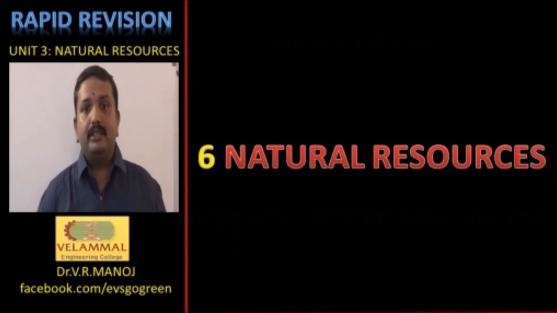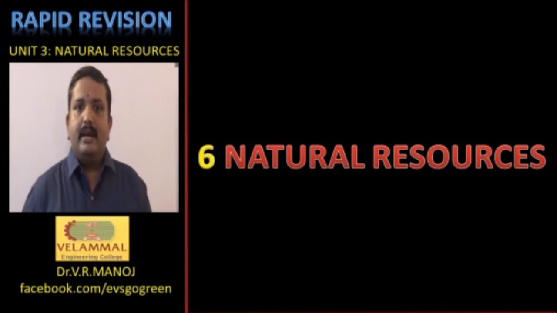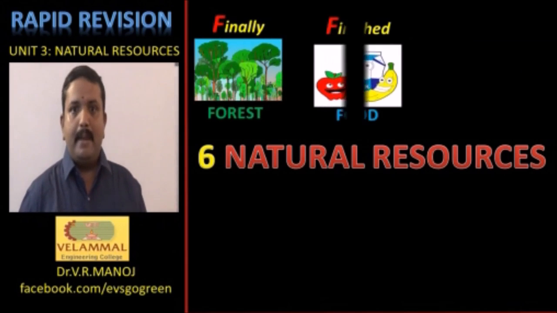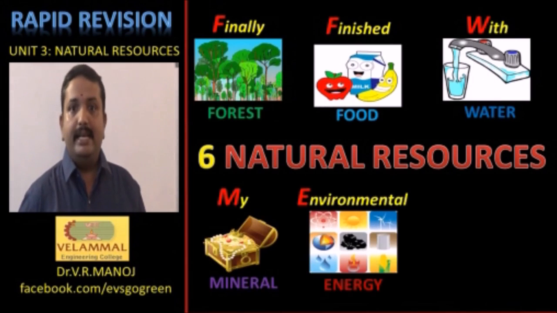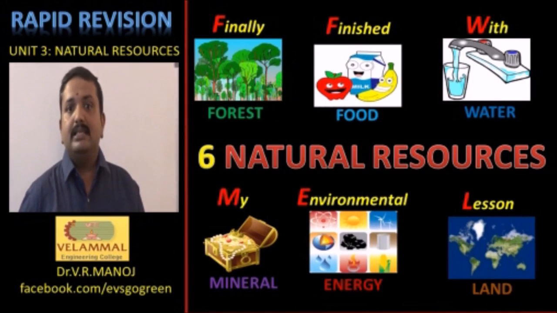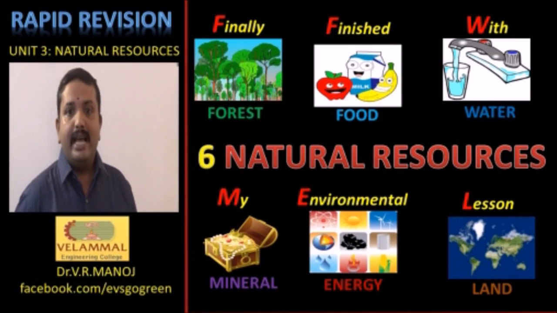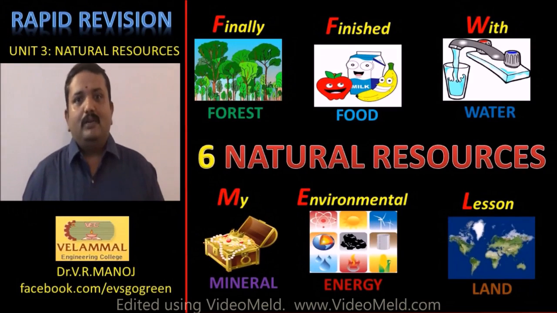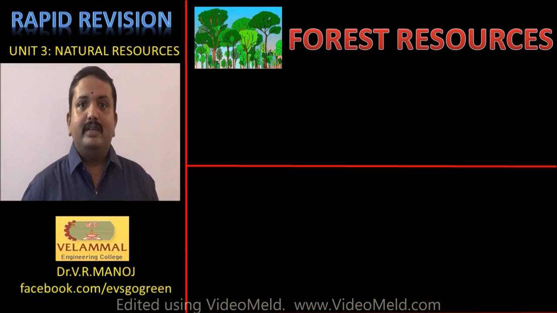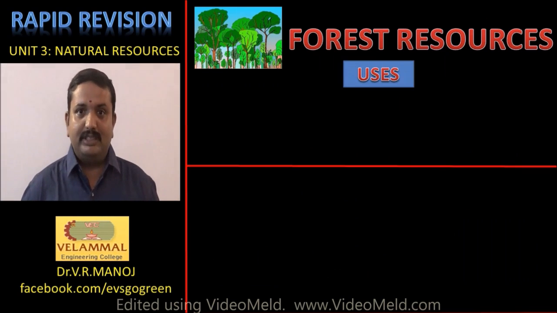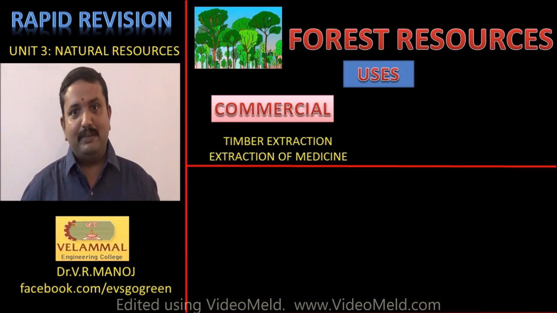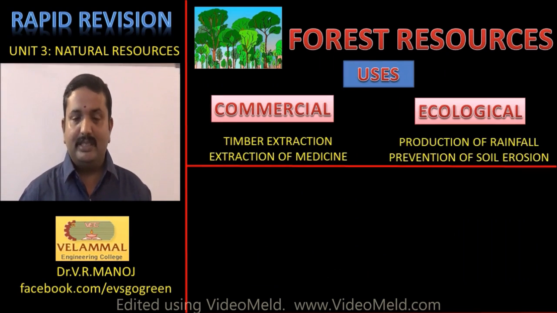There are 6 natural resources and you can remember them easily with the sentence, "finally finished with my environmental lesson." Now that stands for forest resource, food resource, water resource, mineral resource, energy resource and land resources. Forest resources, you have the uses of forest resources, which are majorly 2 in nature. They are the commercial uses and the ecological uses.